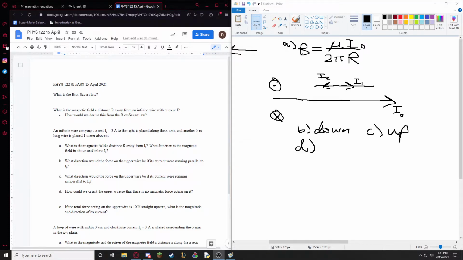So, how would we actually go ahead and orient the wire so that there's no magnetic force acting on it? What's one way we could do it? Into or out of the screen? Exactly. And why is that?